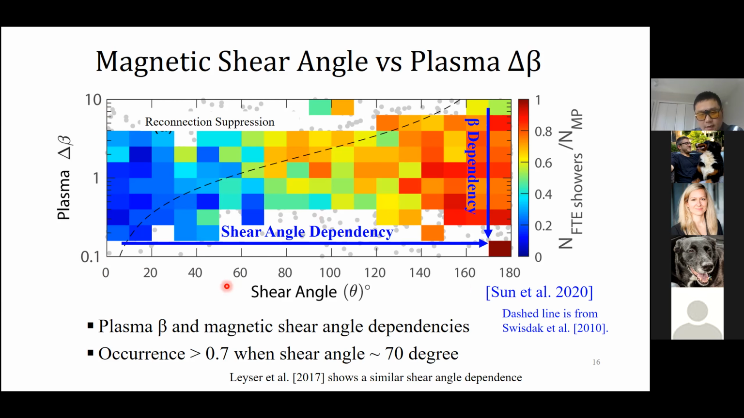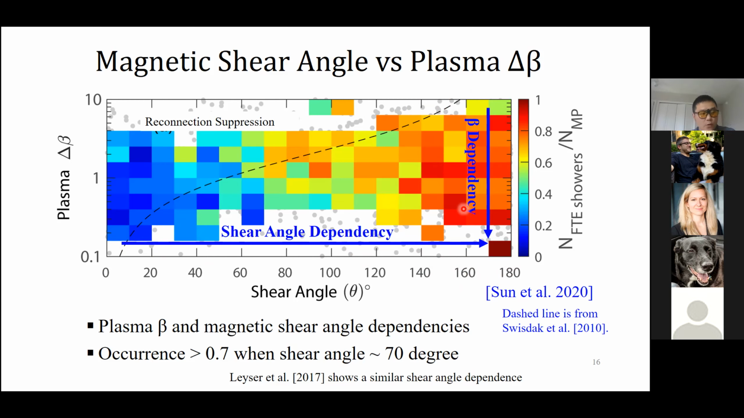What we see here is a clear magnetic shear angle dependence. As indicated by this blue arrow, the larger the magnetic shear angle, the higher the occurrence of the FTE shower. At the same time, especially in the large magnetic shear angle region here, we also see a clear magnetosheath plasma beta dependence. That is, the lower the magnetosheath plasma beta, the higher the occurrence of FTE showers.